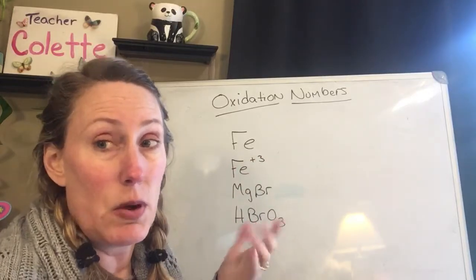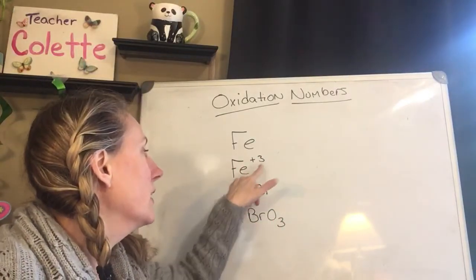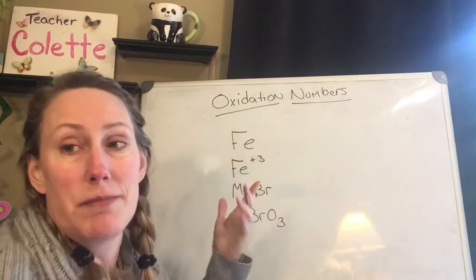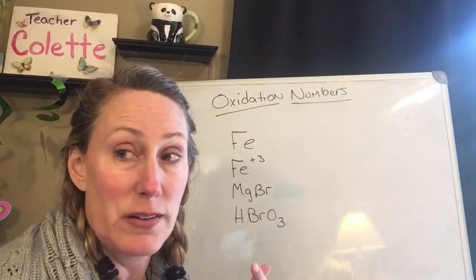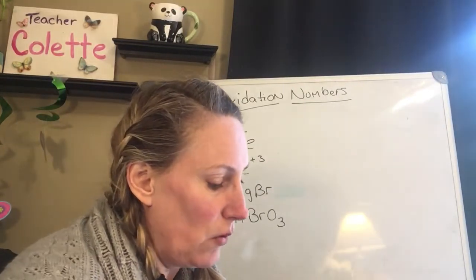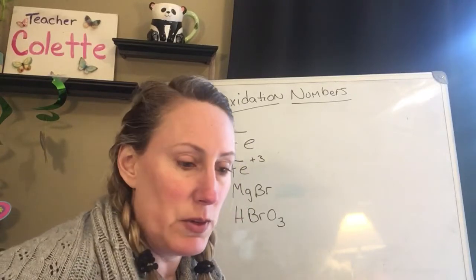So it's 0. But now if this iron has a charge of +3, iron is going to be +3. So the oxidation number of that one would be +3.